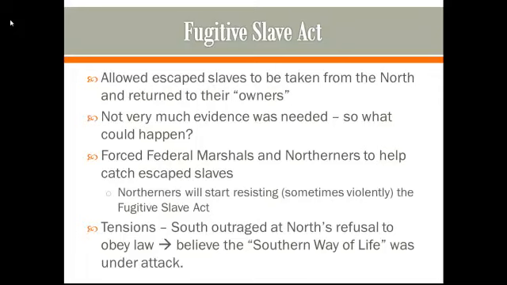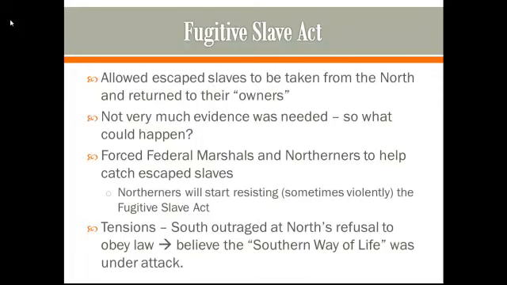There was not a high standard of evidence needed to prove that somebody was a former slave. So actually, a lot of free blacks and those who had never been slaves could be kidnapped and sold into slavery in the South. This law also forced Northerners and Northern policemen and federal marshals to help slave hunters catch escaped slaves.